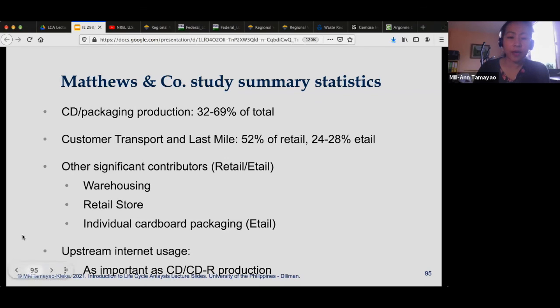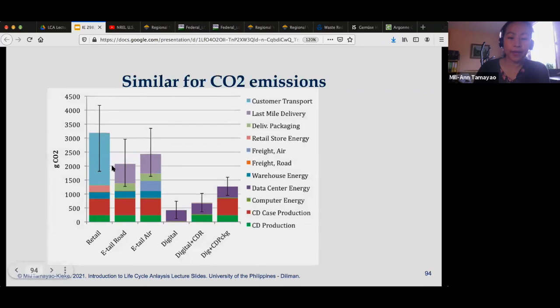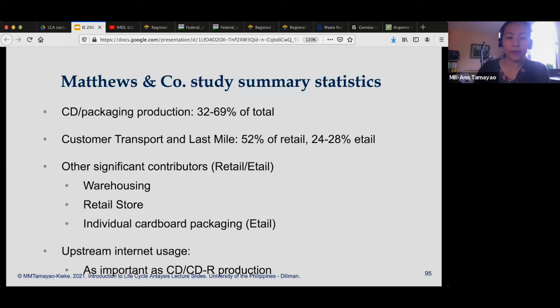So let's go back. This is CDR production. And if you look at data center energy, it's almost as big as the CD production itself, bigger than CD production, almost as big as CDR production. So again, transportation really accounts for a big part of the energy use as well as the CO2 emissions.